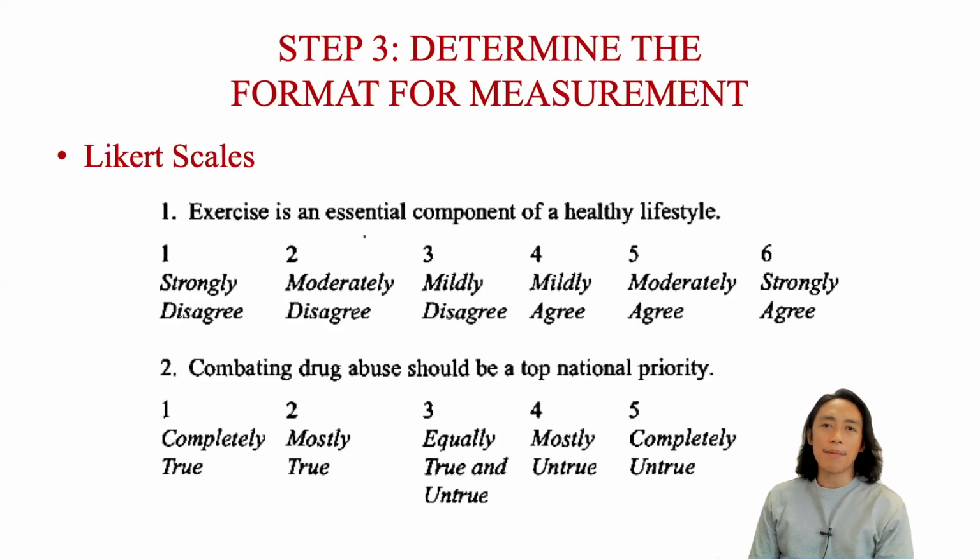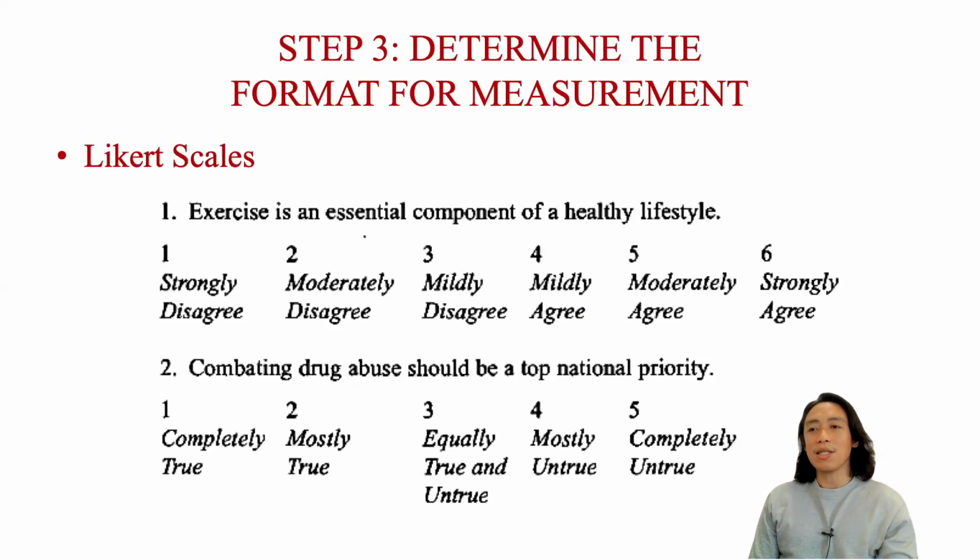So here are examples of Likert scales. This is the example that we gave a while ago. Exercise is an essential component of a healthy lifestyle. That is the stem, and then we have a range of options here. Another example is, combating drug abuse should be a top national priority. And then there are 5 options, so there's a middle option. The options are completely true, mostly true, equally true and untrue, mostly untrue, and completely untrue.